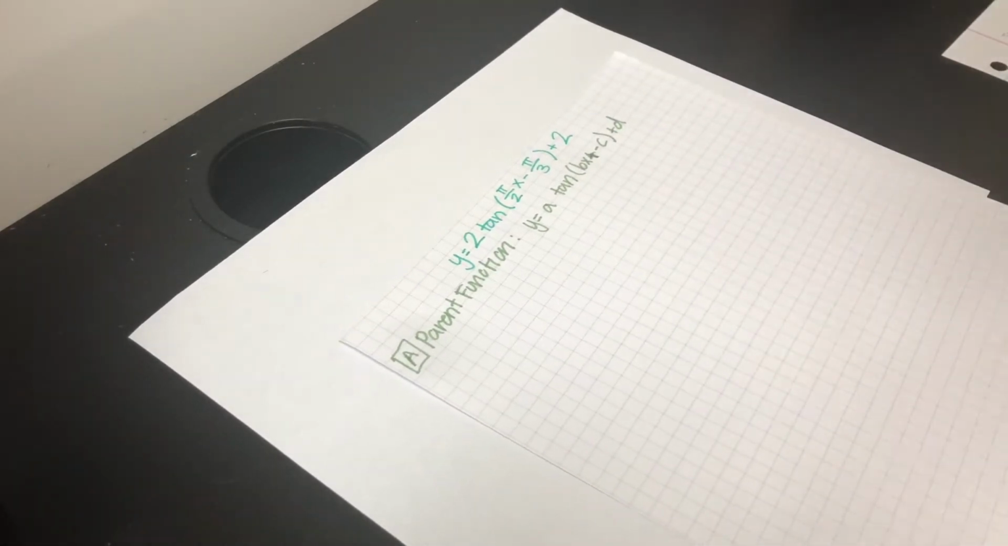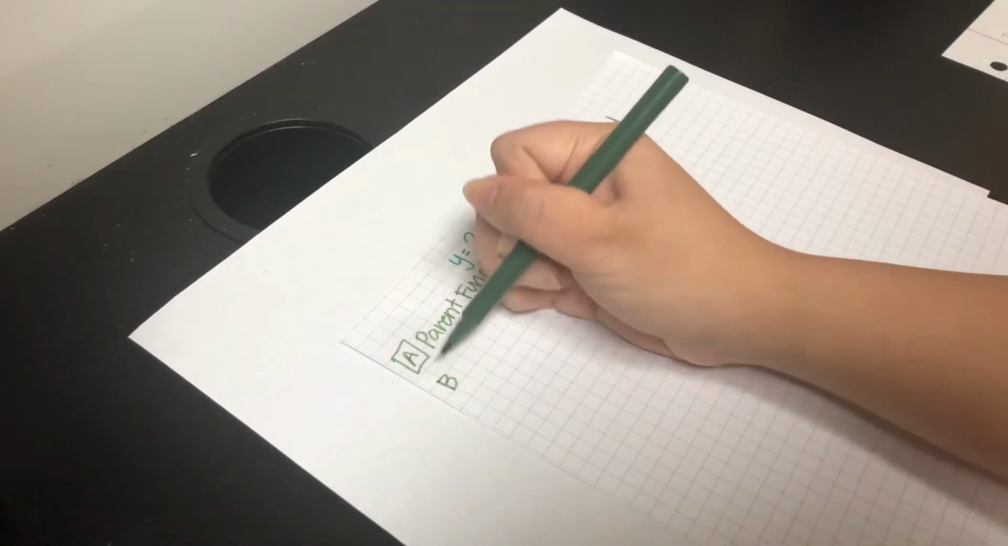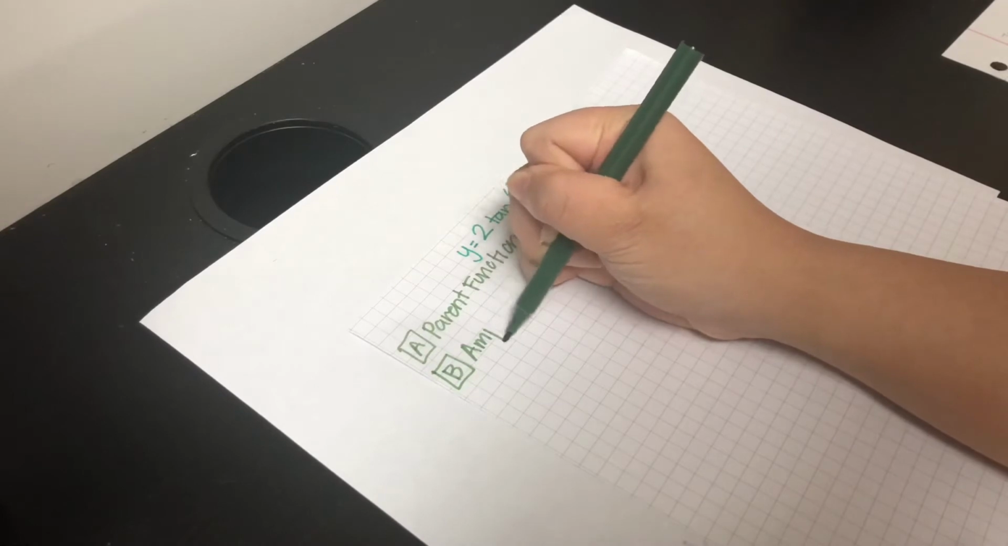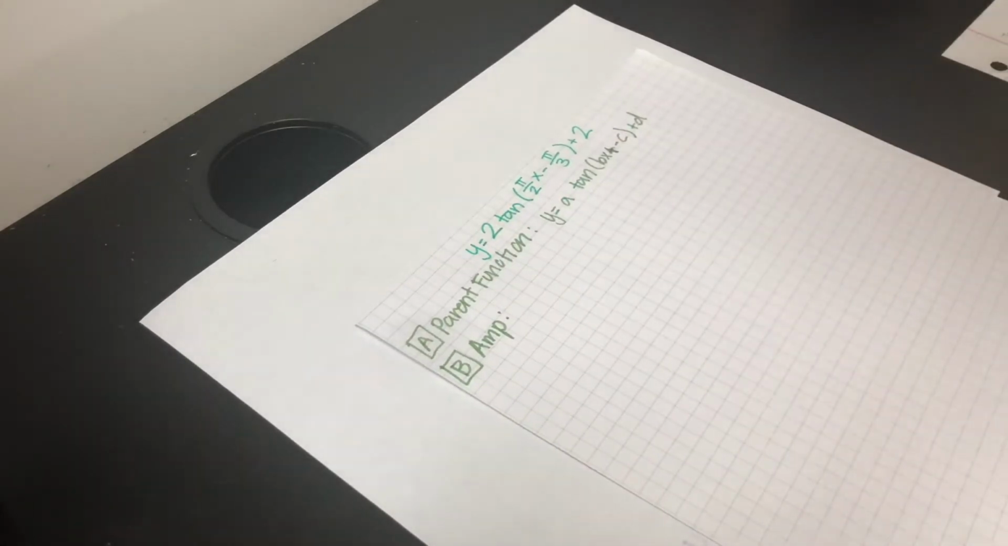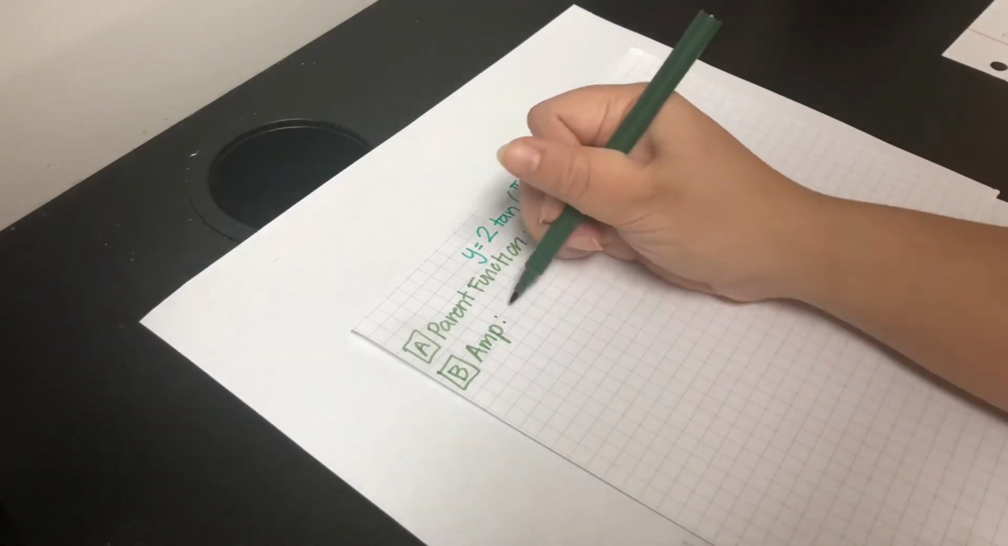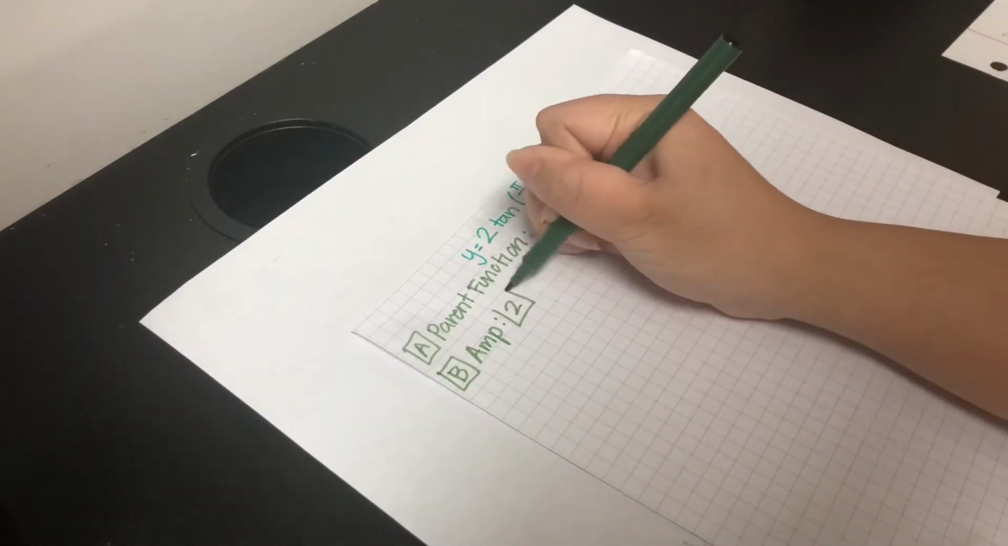And then the next thing we have to find is the amplitude. The amplitude is how much everything's shifting by, which in this one is the number 2. So amplitude is equal to 2.